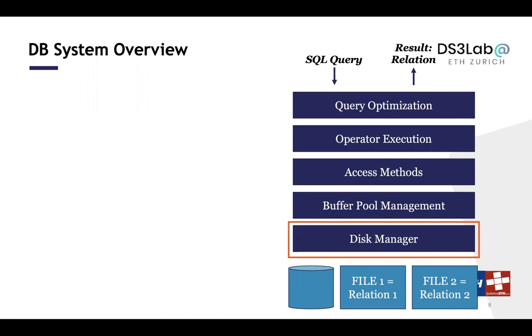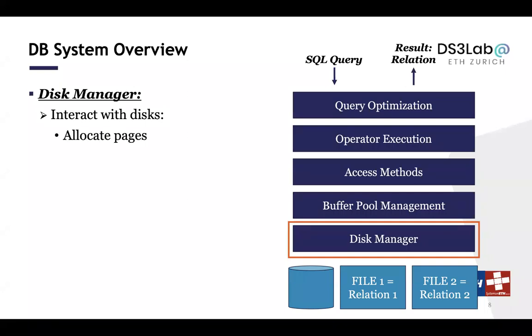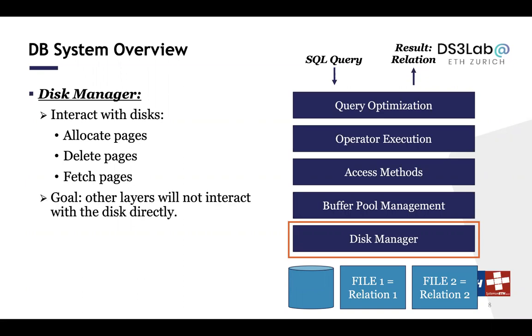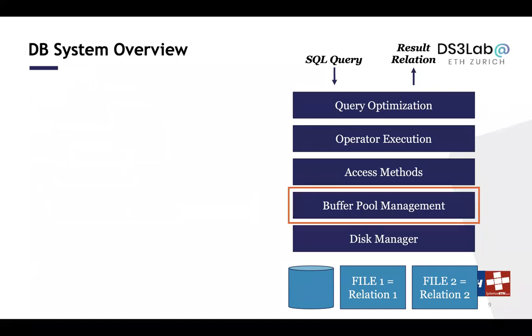So now let's talk a little bit about each layer in detail. What is the job of a disk manager? We have already been touching on that, but let's make it a little more precise. The job of a disk manager is to interact with your hard drives. For example, if you want to allocate a page on the hard drive, you should talk to the disk manager instead of doing that all by yourself. Whenever you want to delete a page, you talk to your disk manager. If you want to fetch a page, that is the job of a disk manager. The goal of the disk manager layer is to make sure all other layers above it do not interact with the hard drive directly. Whenever you want information from the hard drive, you talk to the disk manager.